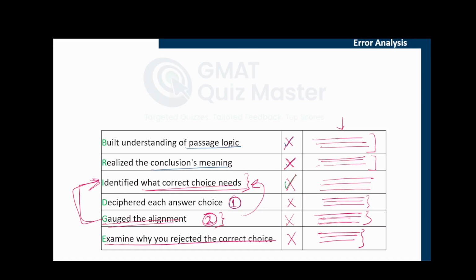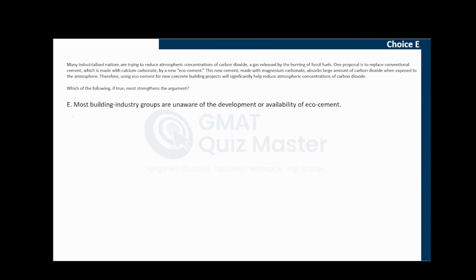The mistakes that you are making here are very conceptual or very basic mistakes. And if you do not rectify these mistakes, you will definitely repeat them in medium and hard questions. With this, let's move to choice E now.